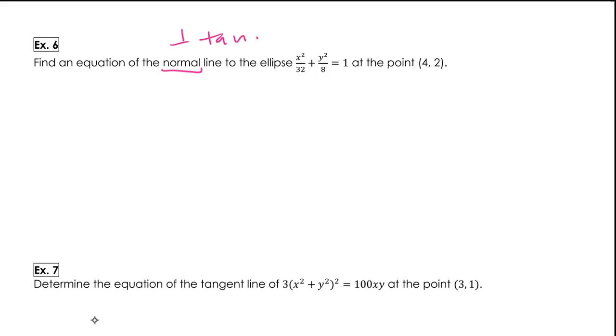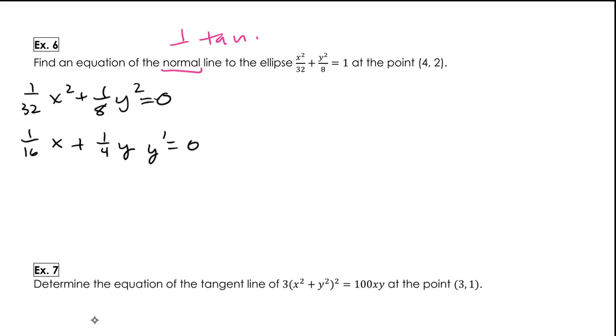Okay, so let's go ahead and find this derivative. What we're going to do first is rewrite it as 1/32 x squared plus 1/8 y squared equals 0. To find the derivative, we're going to bring the 2 down to give us 1/16 x, bring the 2 down to give us 1/4 y to the first, and then the derivative of y is y prime.